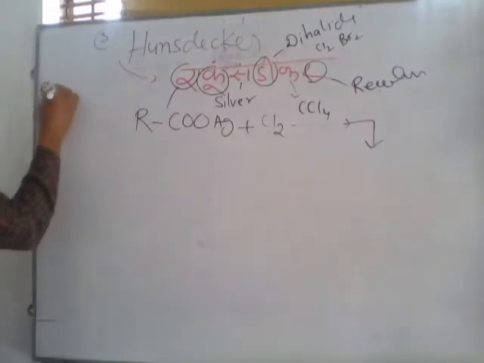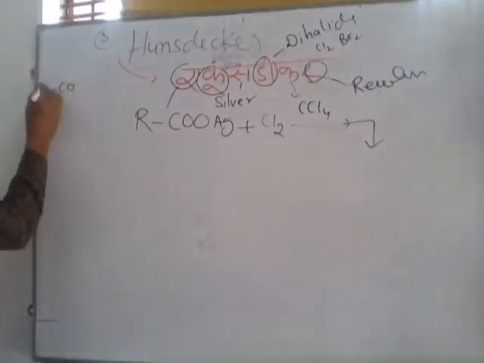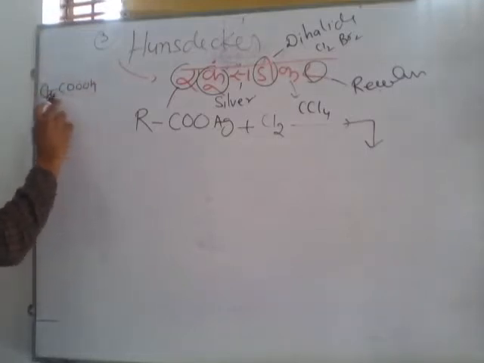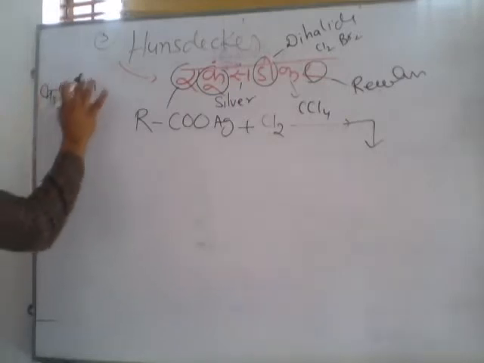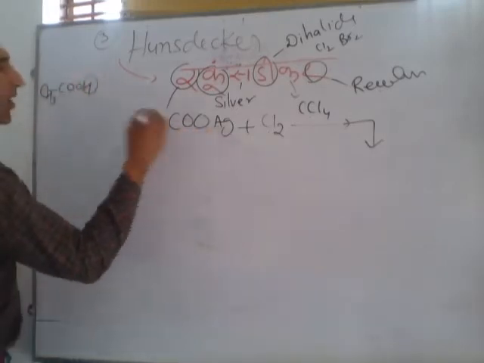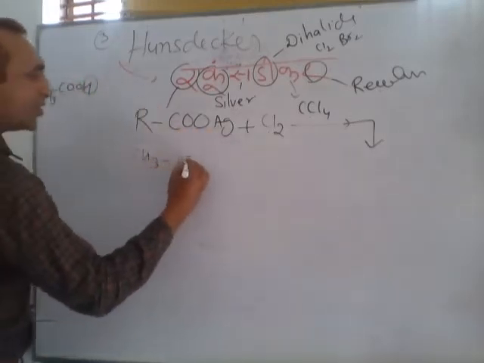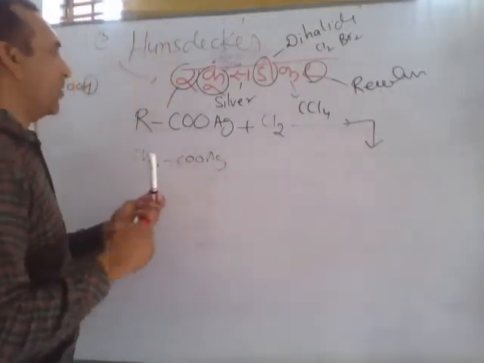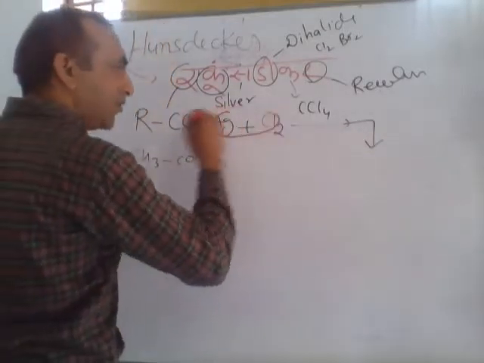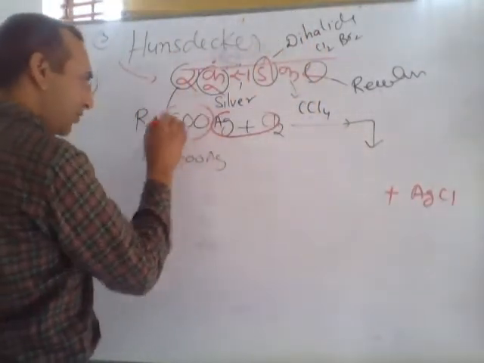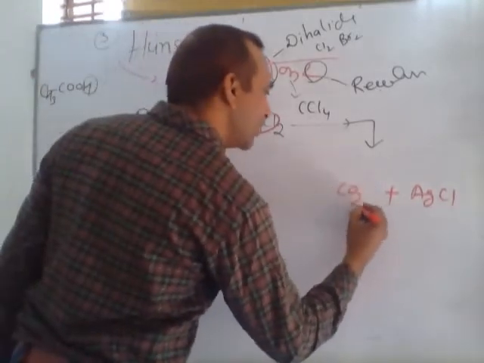Suppose, for example, this is CH3COOH. This is acetic acid. In acetic acid, if we replace this hydrogen by silver, then what will form? CH3COOAg. This will form silver acetate. So after the reaction, AgCl will form. This CO means CO2; the CO2 gas will liberate.